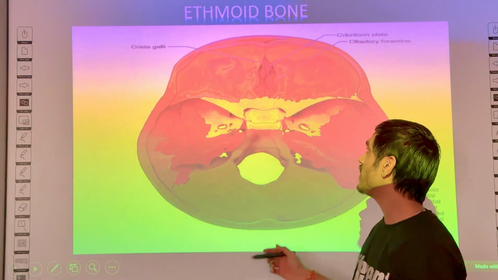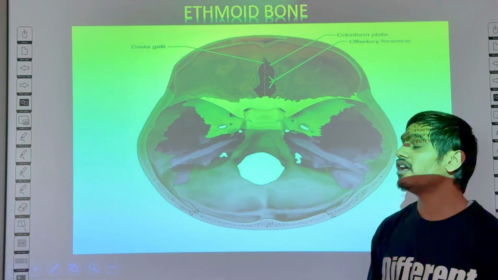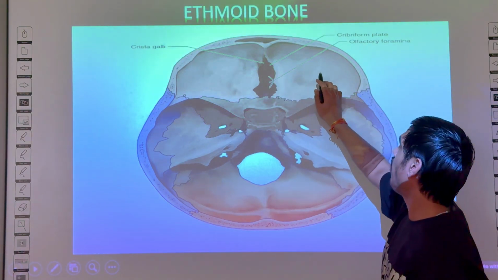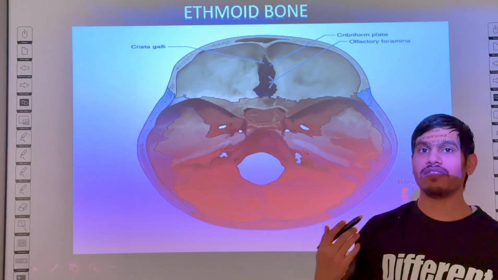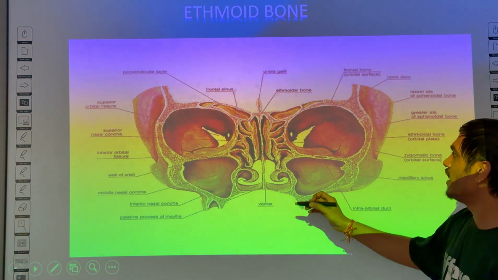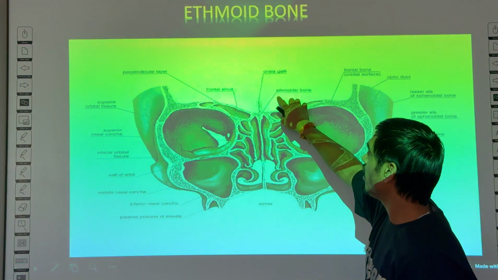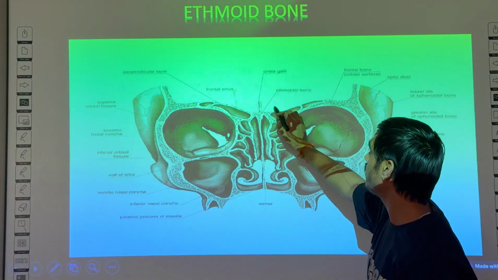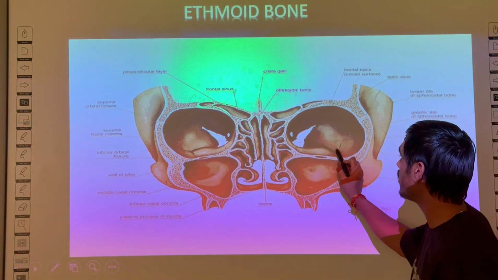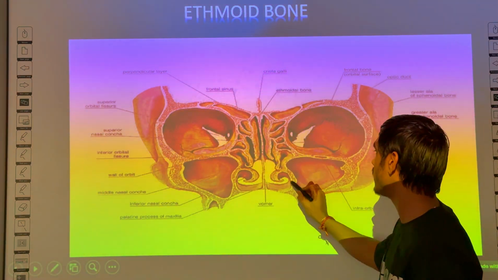After that we will see the articulation of the cribriform plate. Laterally, it articulates with the orbital plates. Then after that we will see the articulation of the labyrinth. So the labyrinth superiorly, or above, articulates with the frontal bone, posteriorly it articulates with the sphenoid bone, and laterally it articulates with the maxillary bones.